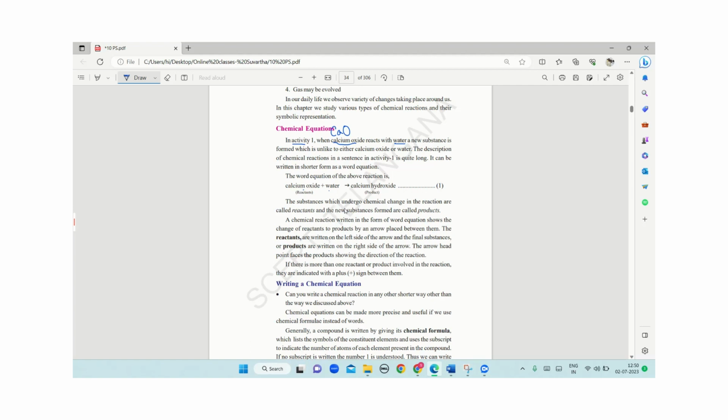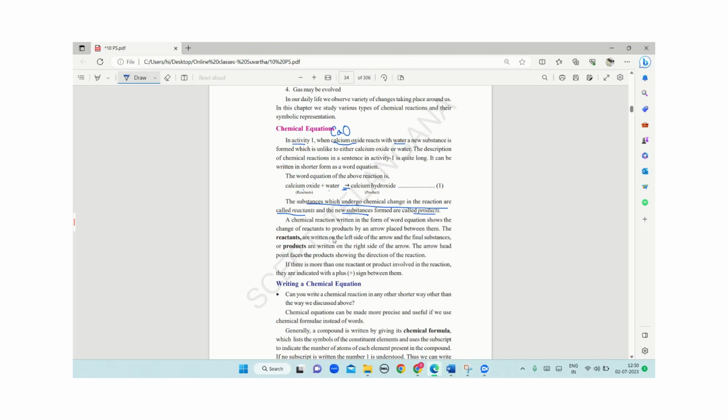The substances which undergo chemical change in a reaction are called reactants. Underline these points. Okay. New substances formed are called products. Underline. A chemical reaction written in the form of a word equation shows the change of reactants to products by an arrow mark. See this arrow we keep, right? That is what is being told here.